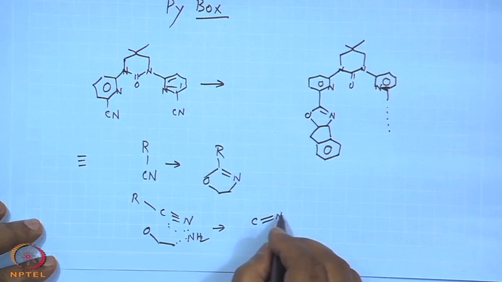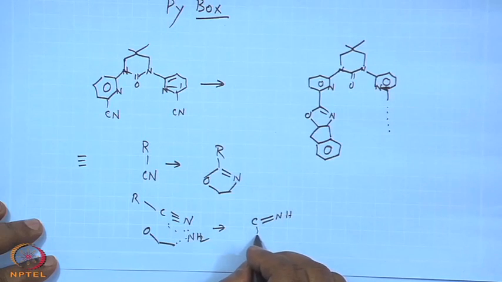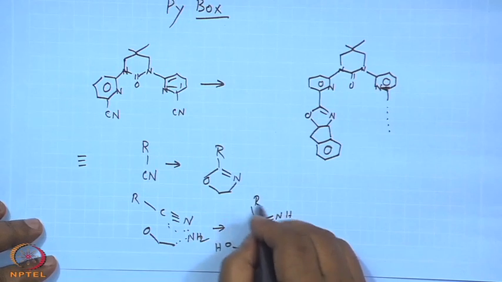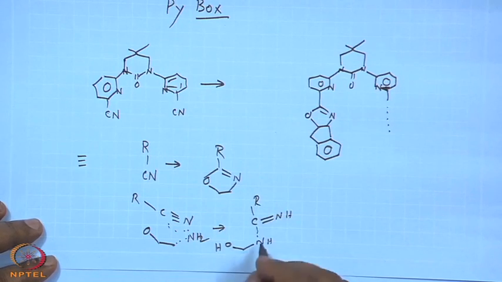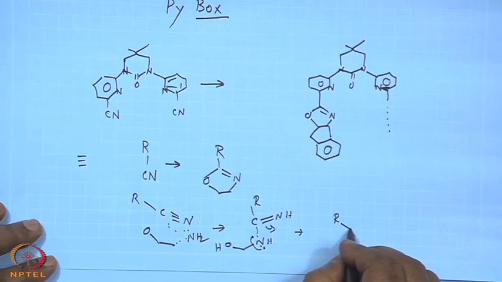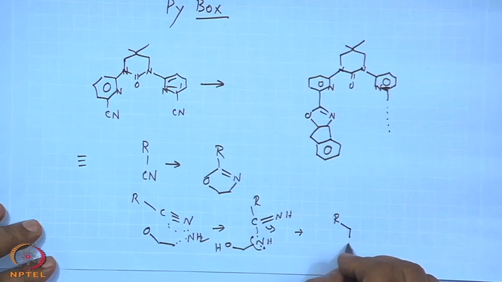So, what you will see? You will see something like this, right? Something like this. Then eventually it will migrate. I am only writing the partial structure, I will give you the final answer later.